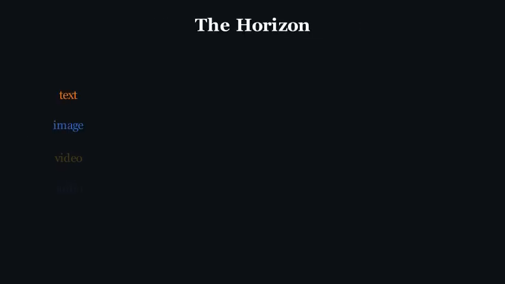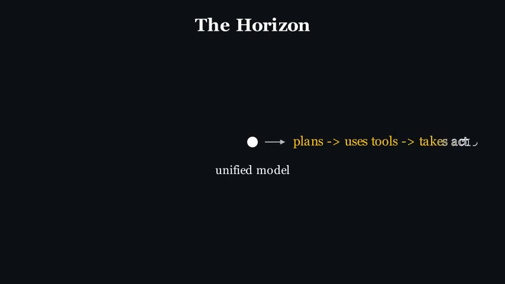Everything we've covered, text, images, video, is converging into single models that handle all of it at once. The next frontier is agents, models that don't just answer, but plan, use tools, and take actions on their own. Whether this path leads all the way to artificial general intelligence is still genuinely unknown, but the trajectory so far keeps climbing.